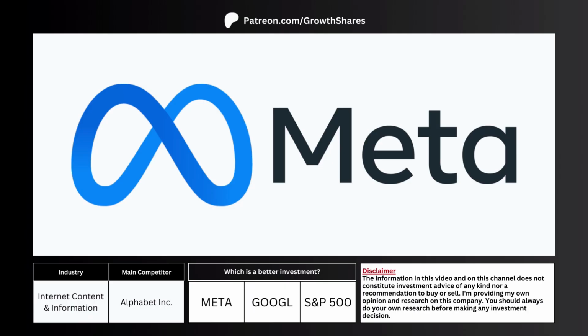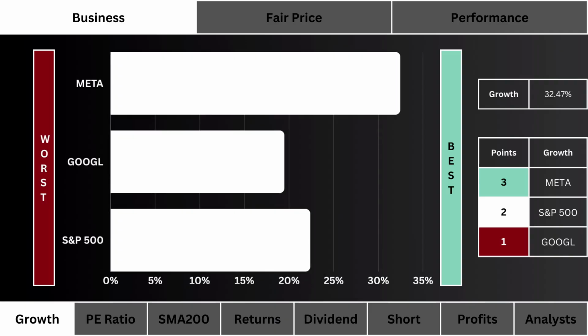In this analysis, we're going to look at our company and compare it with its main competitor and the S&P 500, so we can see which is the best investment for you. Let's look at growth. Which stock has the highest projected earnings growth for the next 5 years?